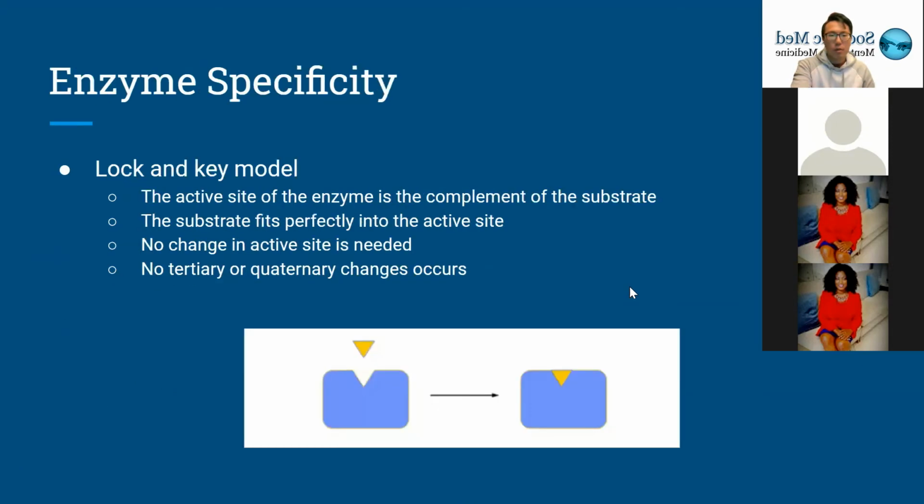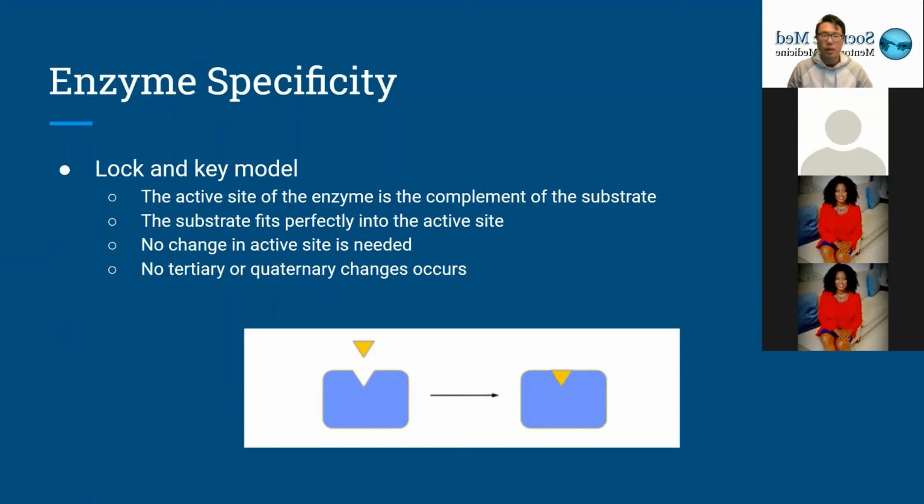Okay. And so the next thing I'm going to go over is enzyme specificity. So like I said before, each enzyme can only bind to a specific substrate. That is determined by the active site. So each enzyme will have a different active site, and that active site will bind to a different substrate.